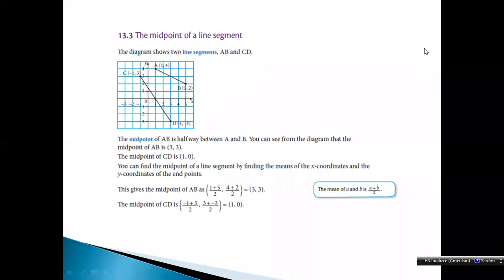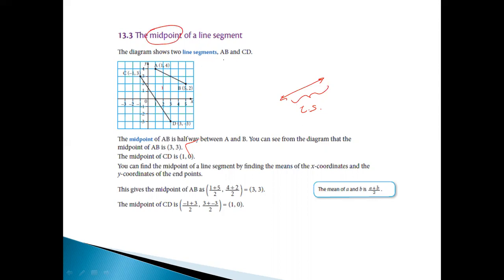Okay, chapter number is 13.3, the midpoint of a line segment. And what is a line segment? It's just a straight line, okay? Just a line. This is called a straight line, and at the same time you can call it a line segment. So the midpoint is the middle point of a straight line, the midpoint of the line segment.